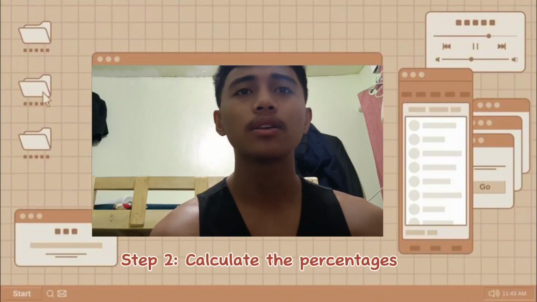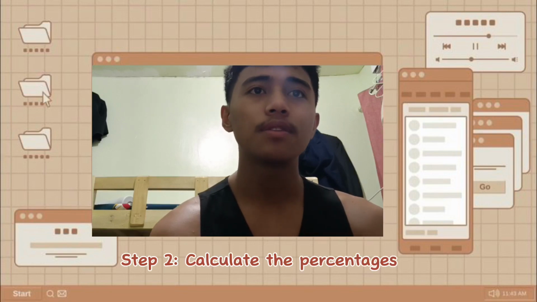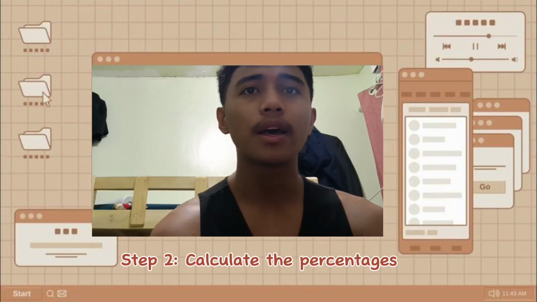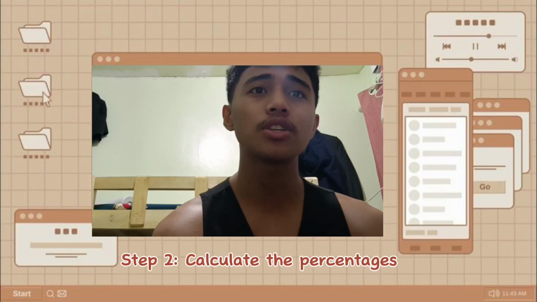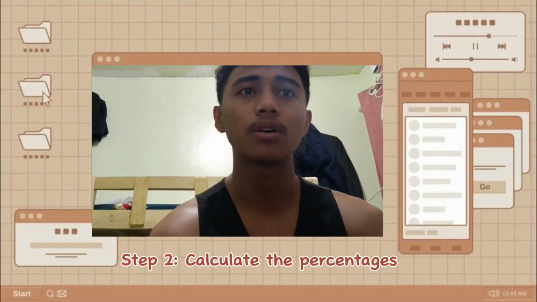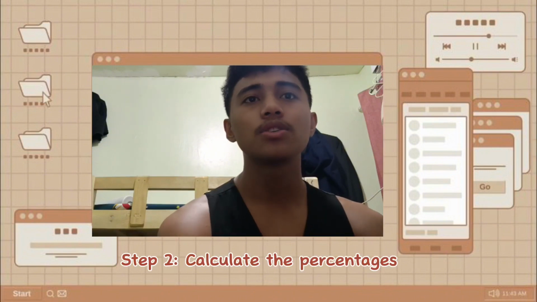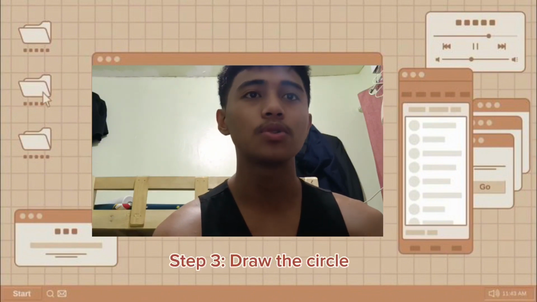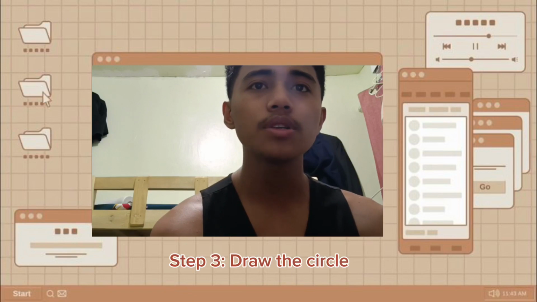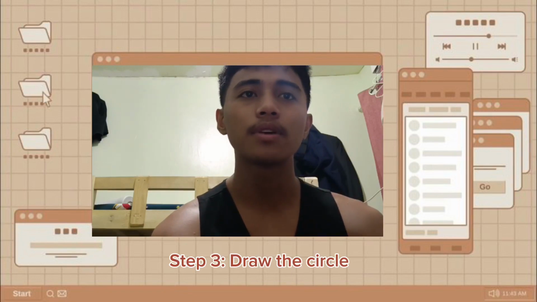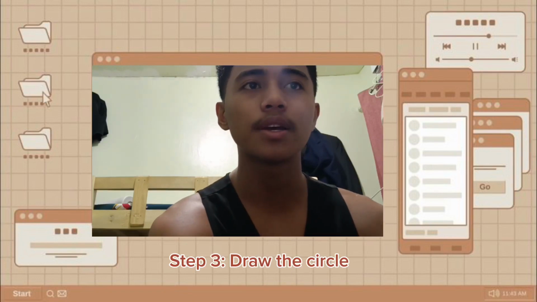Number 2, calculate percentages. If you're creating a pie graph, calculate the percentage that each category or part represents of the whole. The total of all percentages should add up to 100%. Number 3, draw the circle. Draw a circle as the base for the pie graph. This will be the outline of the entire graph.